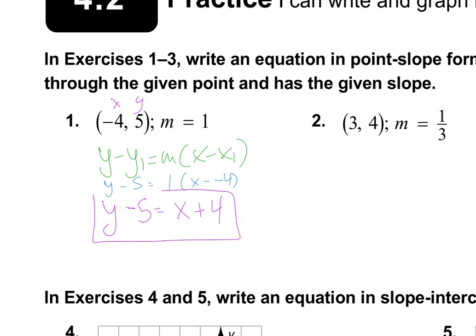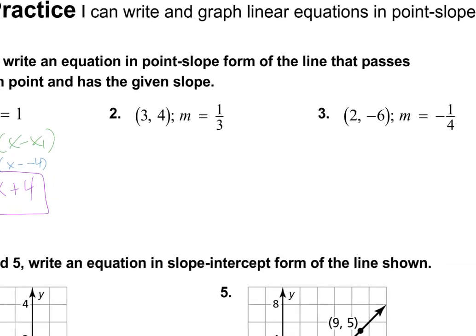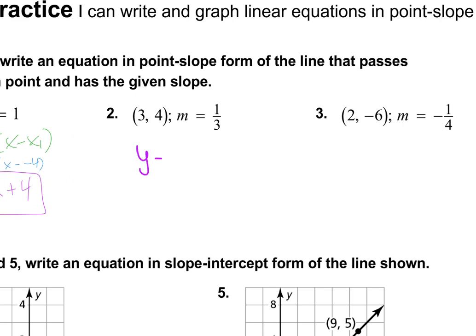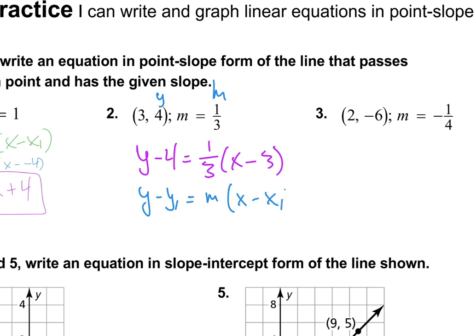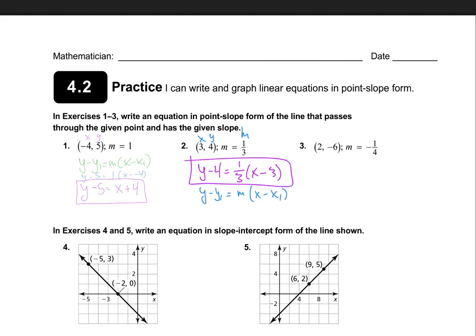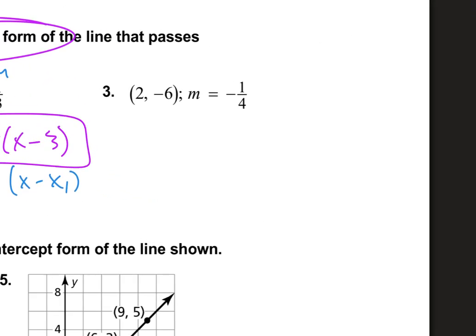So there's that one. Number 2, y minus 4 equals 1/3 x minus 3. How did I do that? Y minus y1, that's my y, equals m, there's my m, times x minus x1, there's my x. That's it. So, there's your answer. And by the way, just point slope form, if that's all they ask you for, dude, you've got it. You have a point, you have a slope. There's not much else to it.